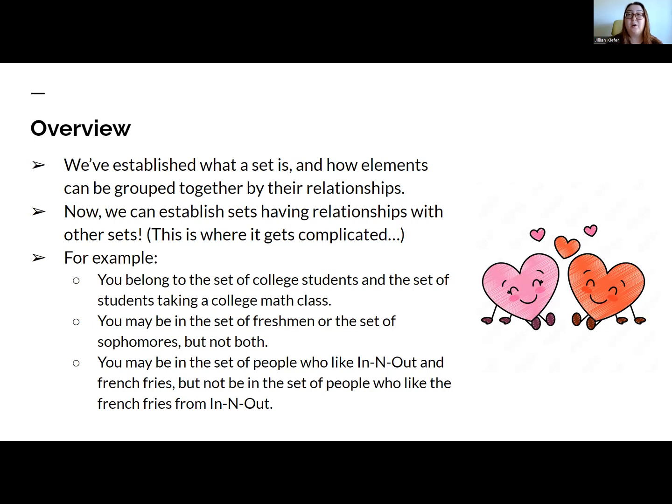So there's no real overlapping like how we saw when you're a college student, you can be in a college math class. Now, you may be in the set of people who like In-N-Out, and you may be in the set of people who like French fries, but you may not be in the set of people who like the French fries from In-N-Out. So we kind of see some differences here. With this last one, you are involved in two sets, but you are not involved in the overlapping of those two sets. So those are some examples of relationships that we're going to go over in this section today.